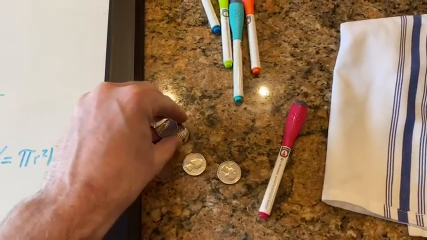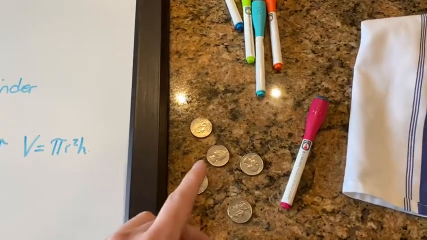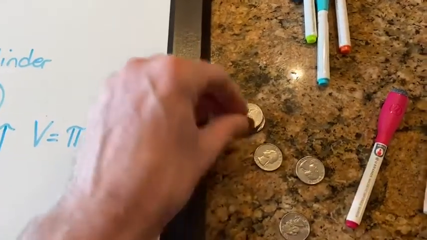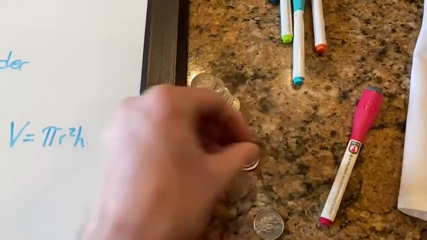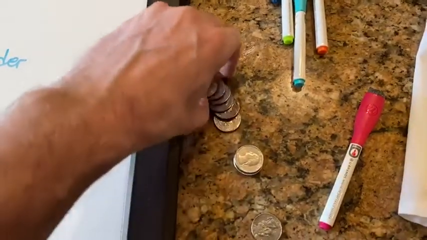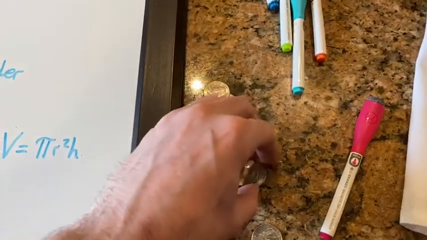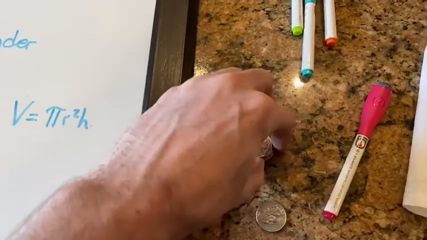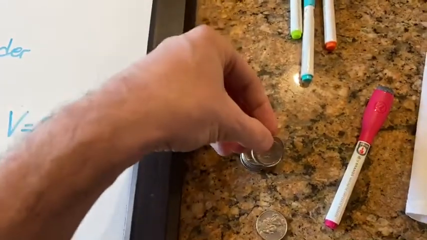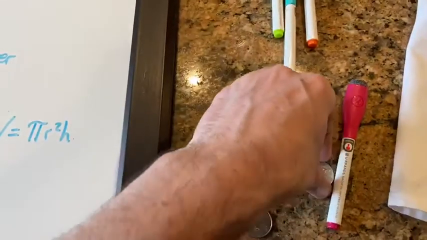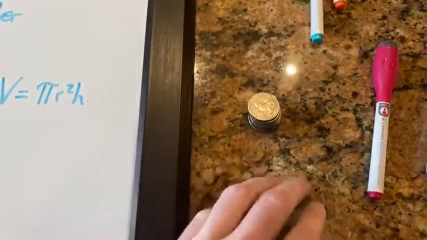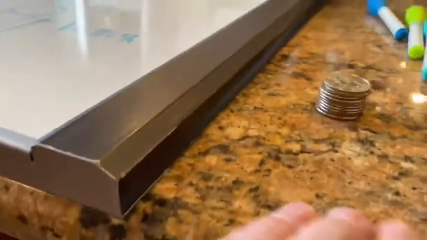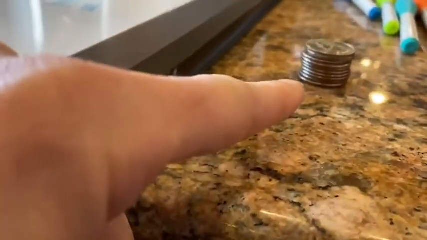Same thing as these quarters. The area of one of these quarters, well, if we then stack it up, if we wanted to find the volume, we would have to find the area of one of the quarters and then multiply by how many quarters we have, or area of one of those quarters, and find the height.